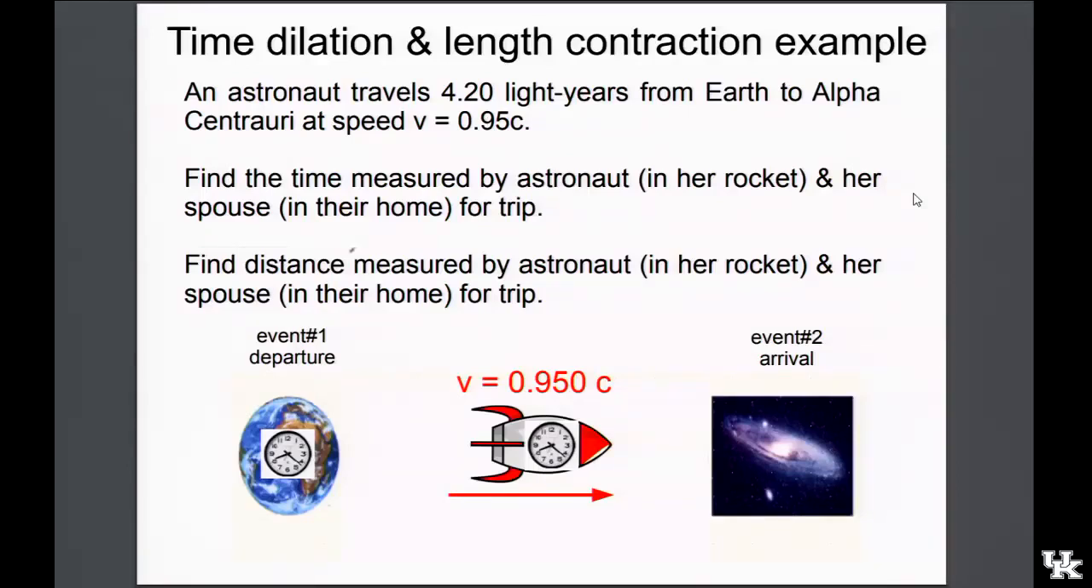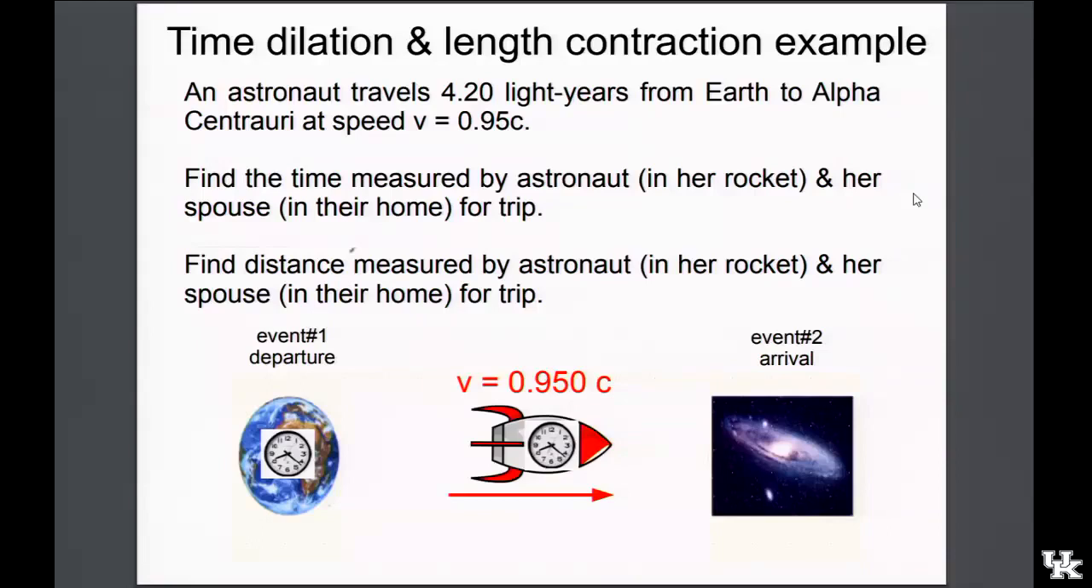In this problem, we're told that an astronaut travels 4.2 light years. That's a distance. 4.2 light years from Earth to a nearby star, Alpha Centauri. And we're told that the astronaut has a spaceship that travels at 95% of the speed of light. So v equals 0.95c.